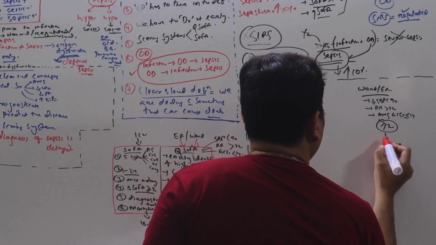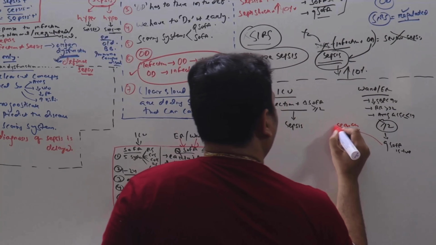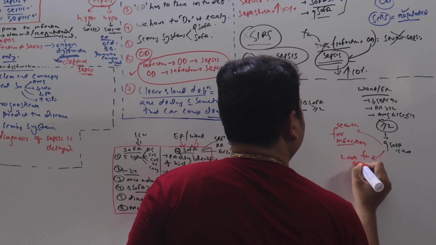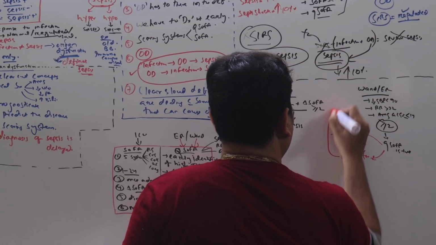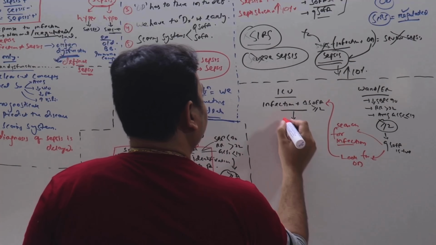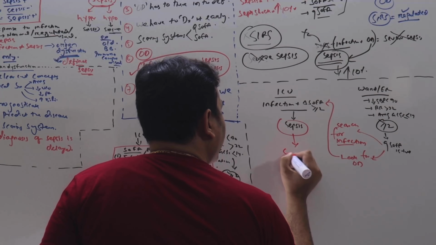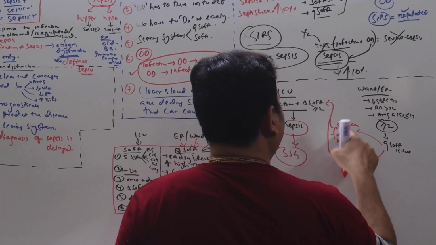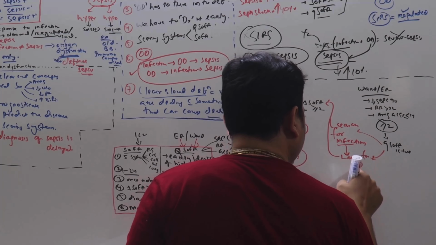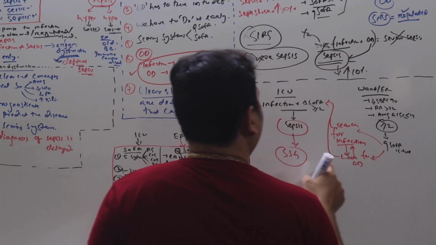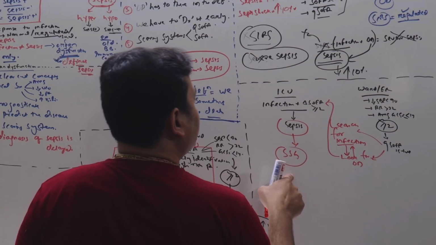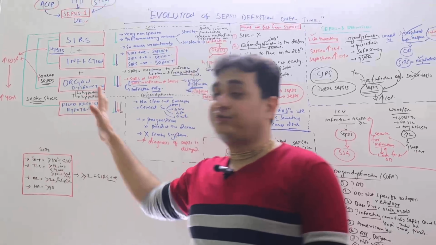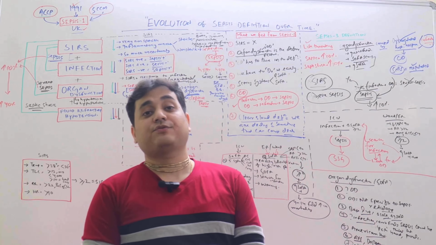Here we do two things: search for infection, and look for organ dysfunction. Here you have to use the SOFA score. If the SOFA score is greater than or equal to 2 in a patient with infection, the patient has sepsis; start treatment according to the Surviving Sepsis guidelines. If qSOFA is positive, look for infection. If infection is there, look for organ dysfunction. If organ dysfunction is there, look for infection. In both cases, you go to the sepsis line and treat according to the Surviving Sepsis guidelines. Right. So this is how we define sepsis today, and the evolution of the sepsis definition over time.